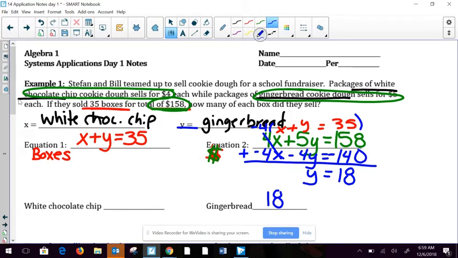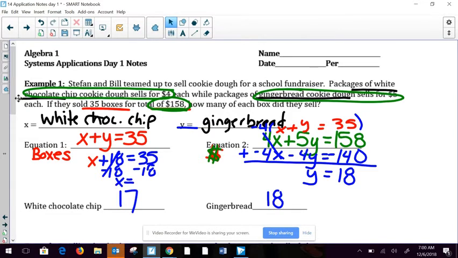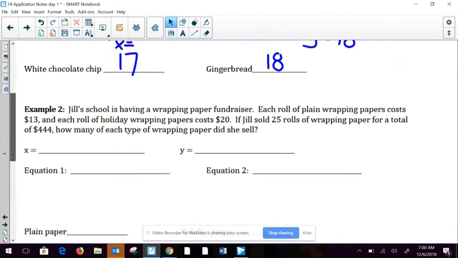So now I need to go back and figure out how many boxes of white chocolate chip I have. So going back, I don't know what X is, but I do know that I have 18 gingerbread boxes. So I substituted 18 in for Y, and now I solve. Minus 18 to both sides. And when I do that, I find out that I have 17 white chocolate chip boxes. Okay, let's try another one. Let's look at example number 2.